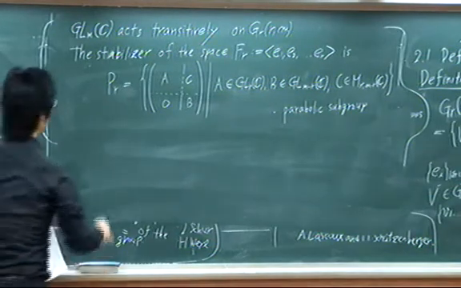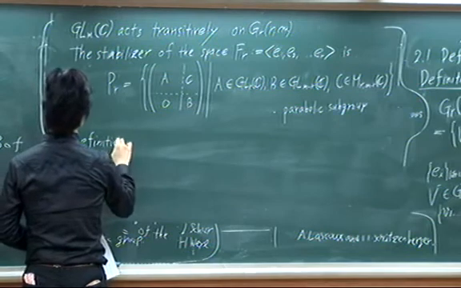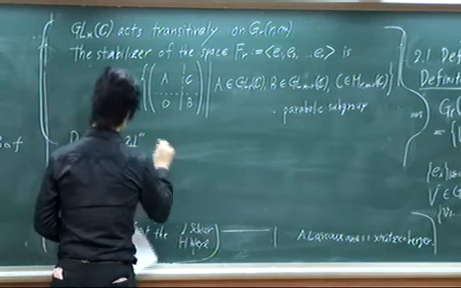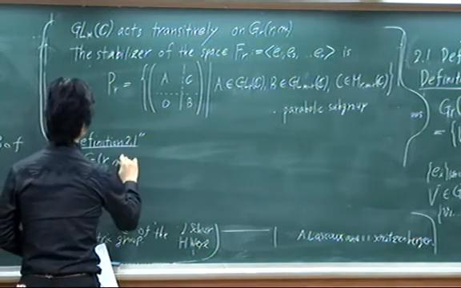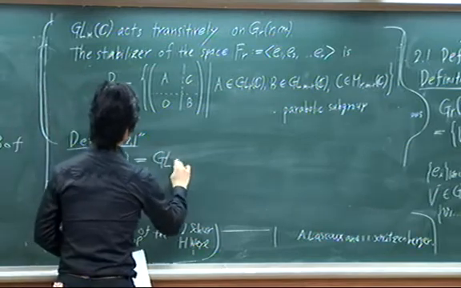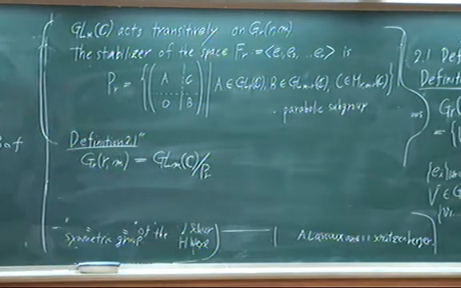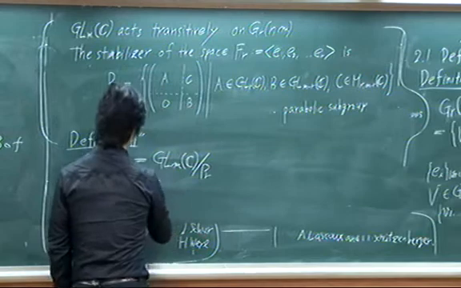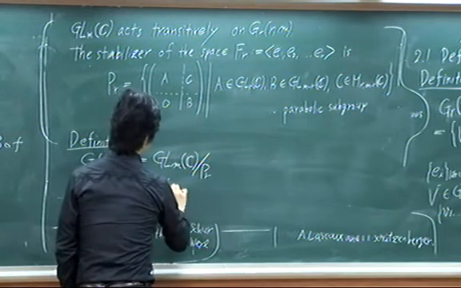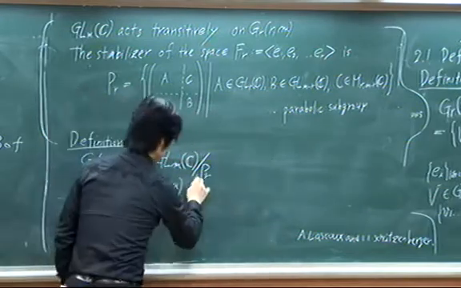So we can define the Grassmannian as a homogeneous space, GL_m(C) over the parabolic. Also, the unitary group acts transitively on the Grassmannian. So the Grassmannian is represented as a homogeneous space of the unitary group.